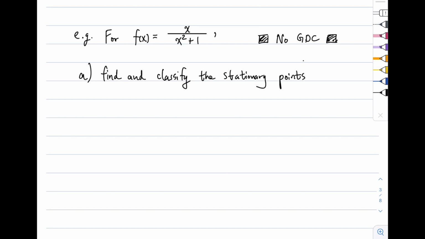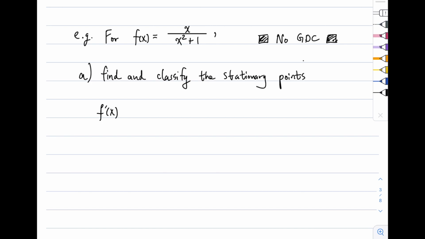Okay, so to find and classify the stationary points, what we're going to need to do is first find the derivative. And we're going to need to set the derivative equal to 0. After all, that's what it means for a point to be a stationary point. So let's first find the derivative. Here we notice that we have a ratio of 2 functions, so we're going to have to use quotient rule.